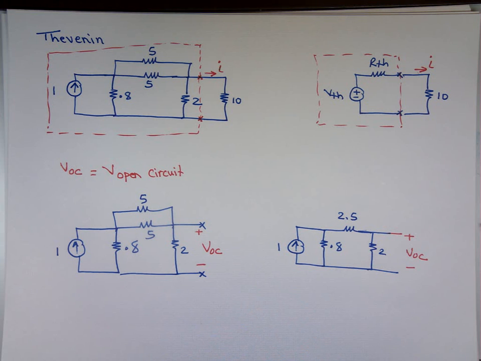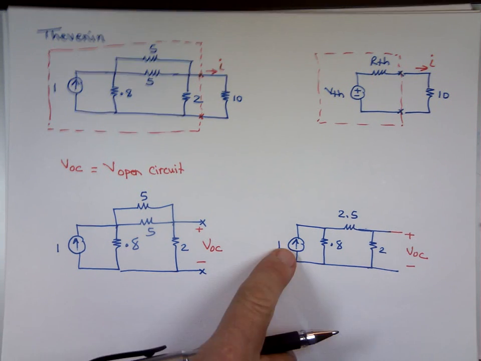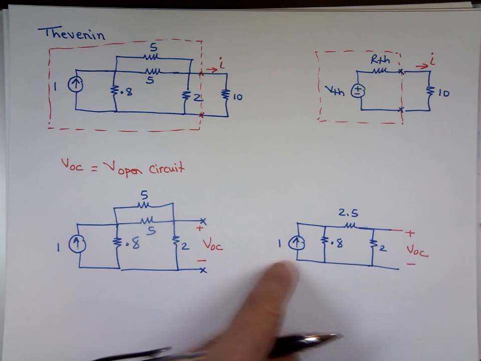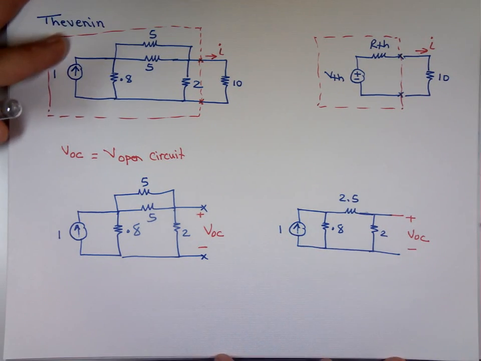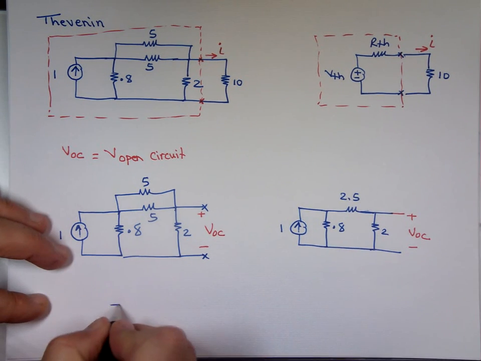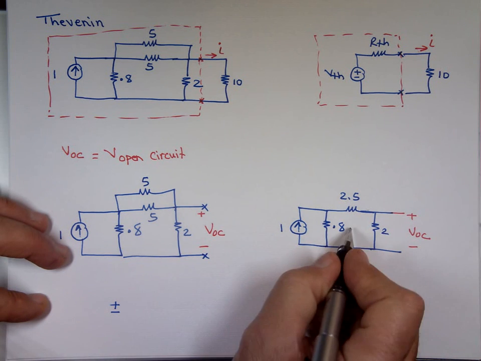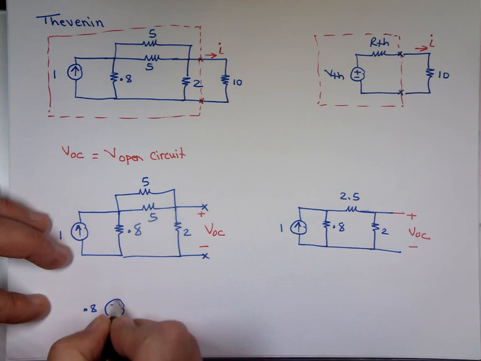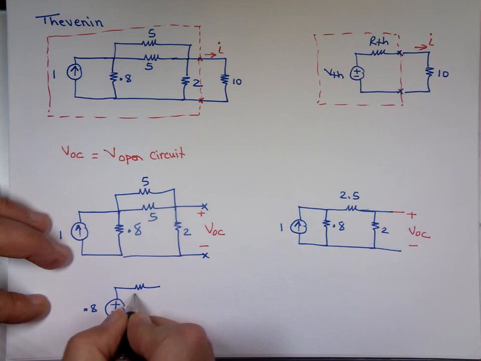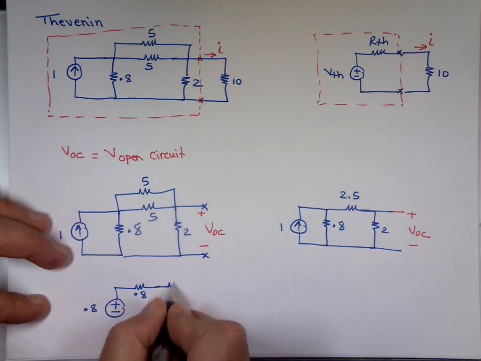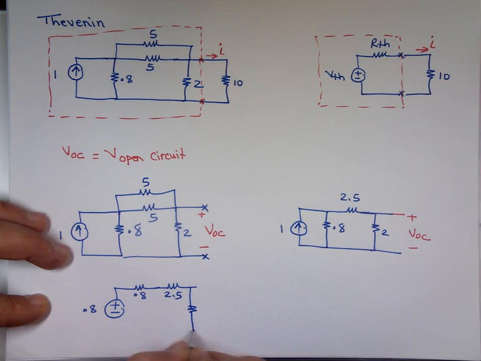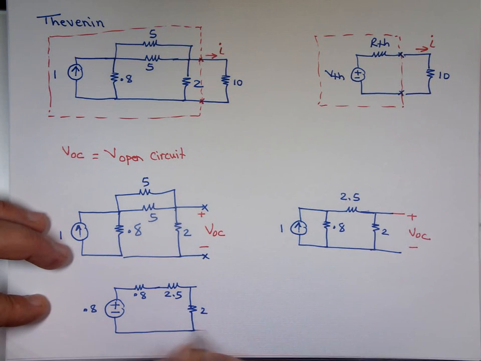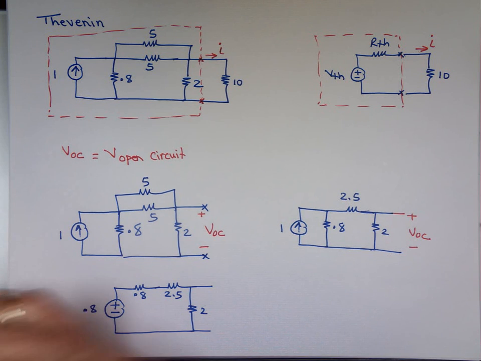Maybe I'll do source transformation. Notice the current source is in parallel with that resistor. Do source transformation. V equals I times R. So V will be 1 times 0.8, which is 0.8 volt. That's the 0.8. That's the 2.5. And that's the 2. And this is V open circuit.